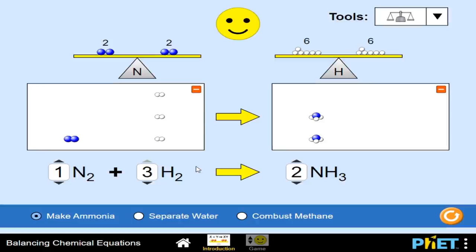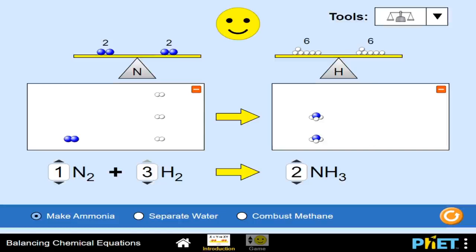Now it asks again, does this equation, written this way, follow the law of the conservation of mass? And the answer is yes, it does. I start and end with the same amount of nitrogen, and I start and I end with the same amount of hydrogen. No atoms were created or destroyed after the process of this reaction. So this satisfies that law.